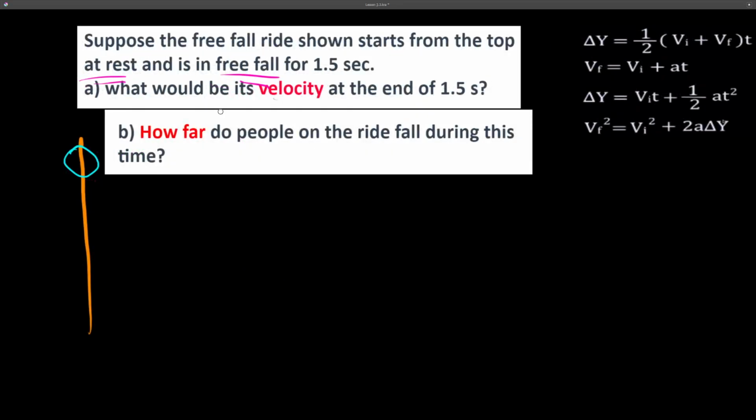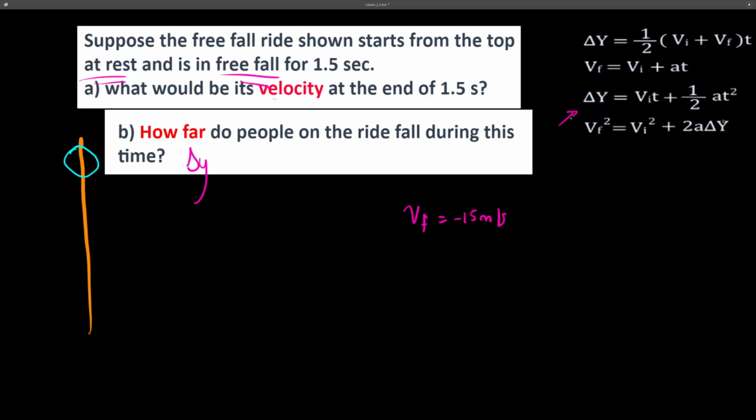Now, part B here is asking for the distance. So delta y, how far do the people on the ride fall during this time? So during the 1.5 seconds, it wants to know how far it traveled. So first of all, since this question is related to each other, we just calculated the v final, which was minus 15 meters per second. And now we want delta y.